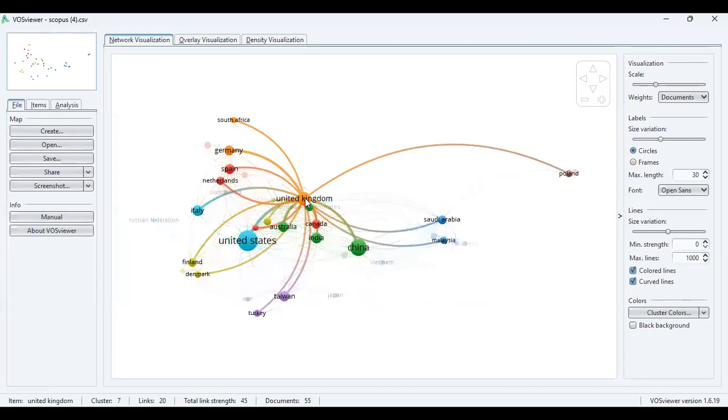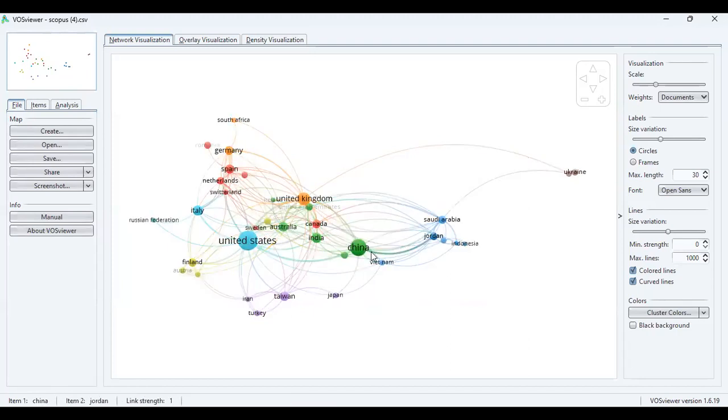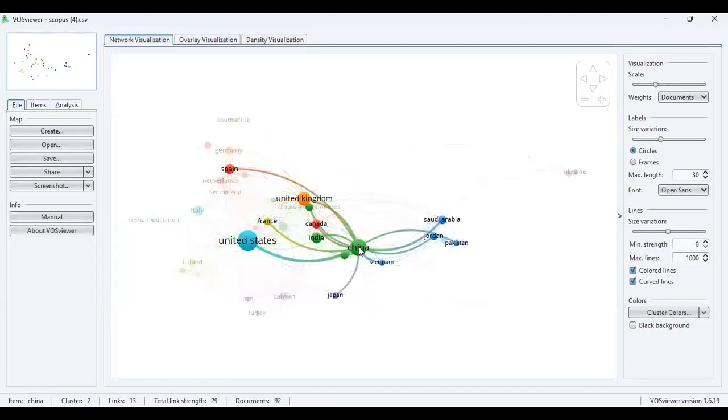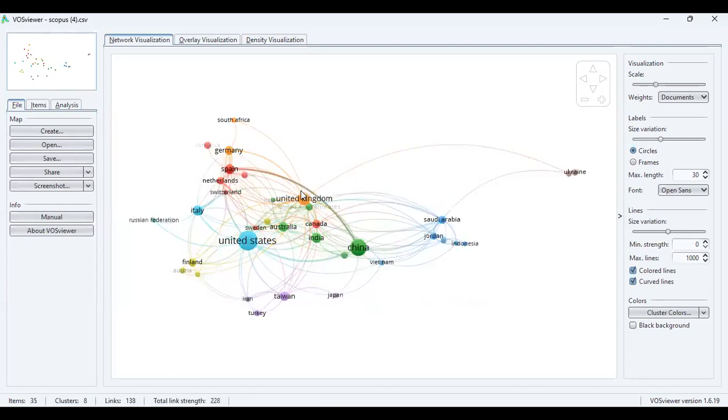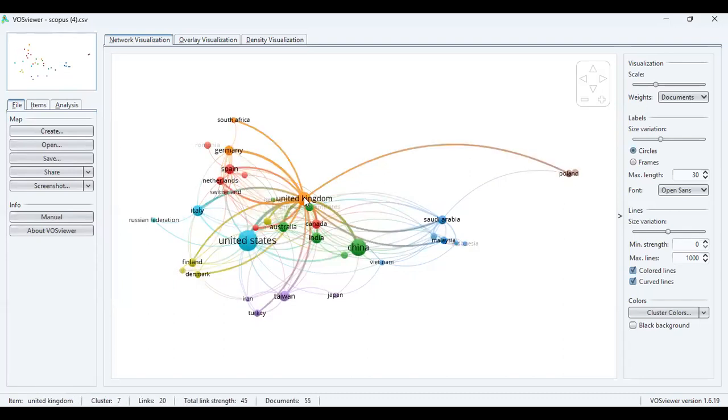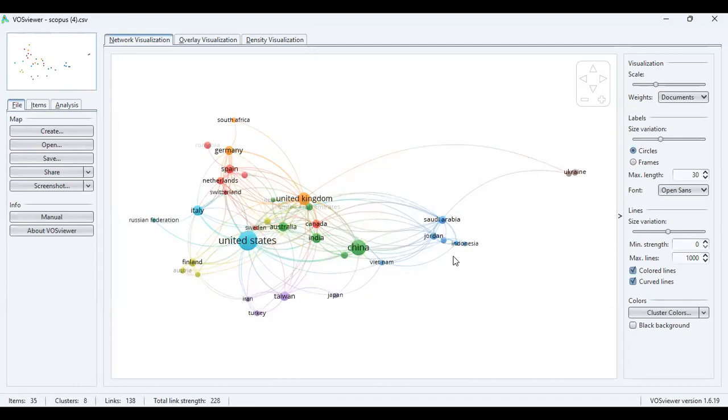This one. And then it's followed by China. So the bubble sizes, I think this one maybe it's because of the view that, but the bubble size should show us which one is doing better than the other. So the colors here are clusters of collaboration.